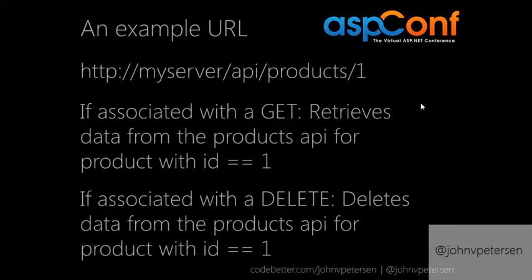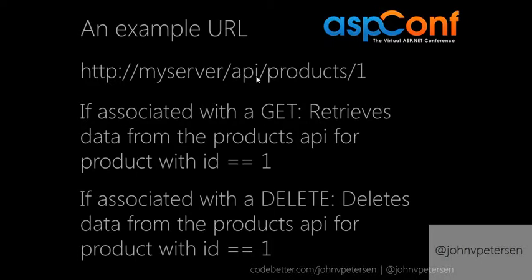So here's an example URL, and you can see that it looks somewhat like MVC. So, we have this products, and then we have a one. That seems kind of MVC, but then we have this API business. And what we're going to find is that oftentimes our URL is going to actually remain constant.